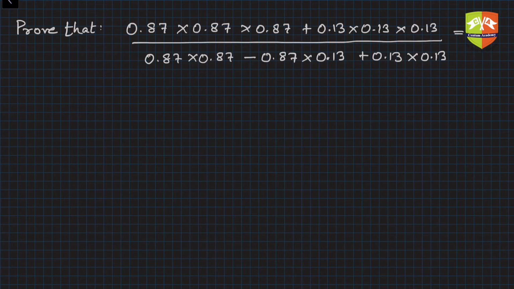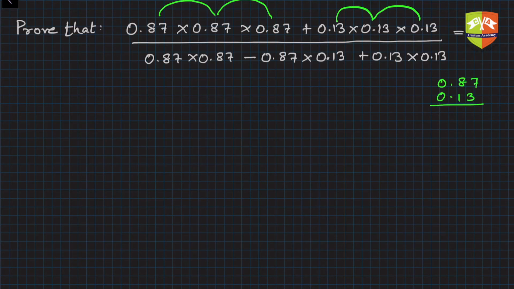Okay, so if you notice, there are cube terms here. This is one observation. Cube terms are there. And the other observation is 0.87 and 0.13. Very beautiful numbers. If you see, they add up to 1. Isn't it? So this has something to do with this then.